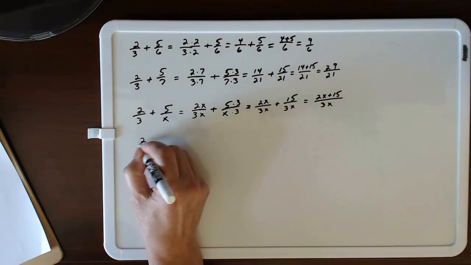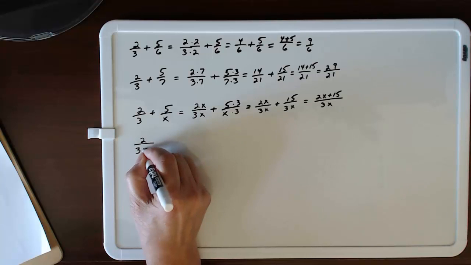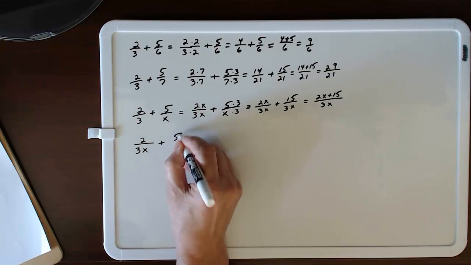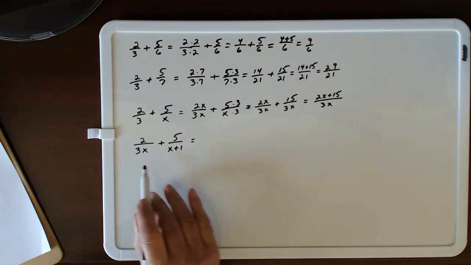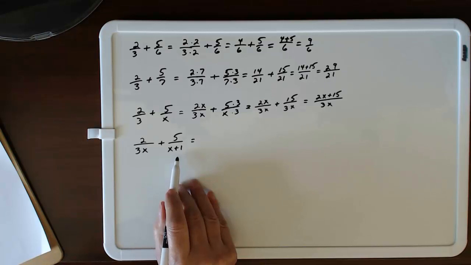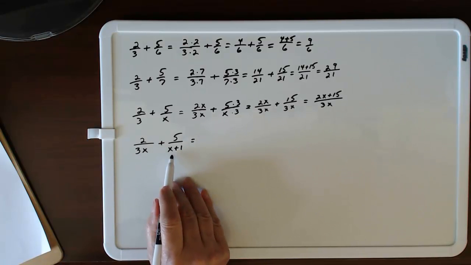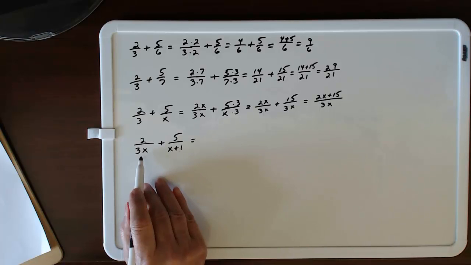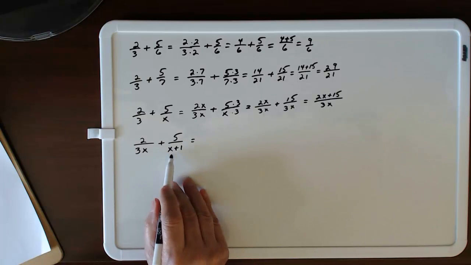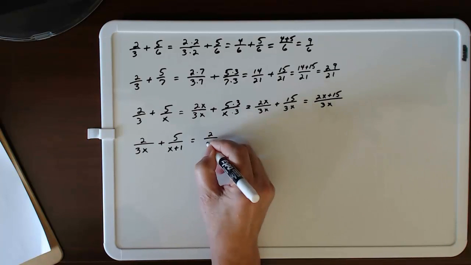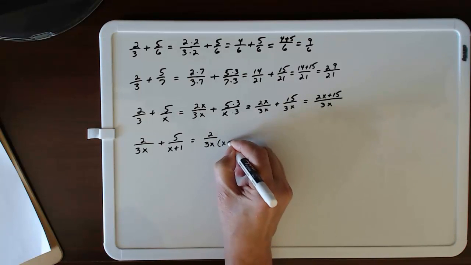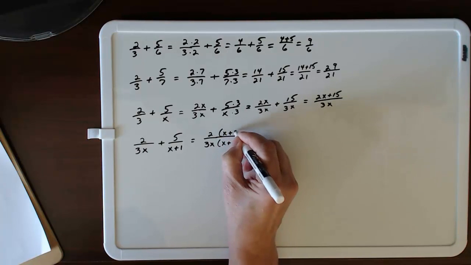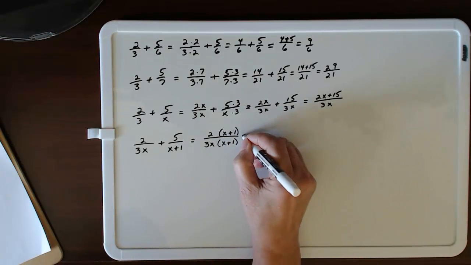Now let's add 2 over 3x plus 5 over x plus 1. Again, we need a common denominator. The only denominator that both of these two terms will go into is the product of 3x times x plus 1. So we know in order to get x plus 1 as a product here, we multiply the denominator by x plus 1, and so then we must multiply the numerator by x plus 1.